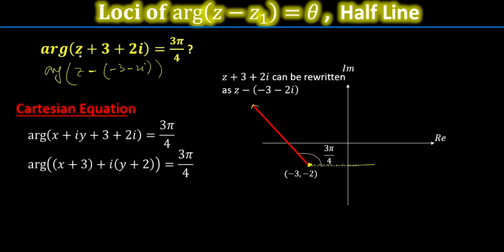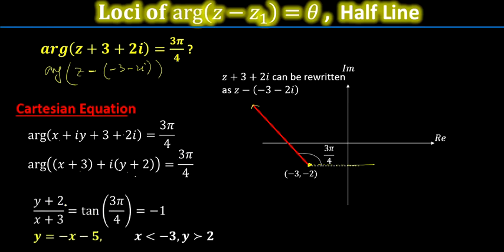We can write this z as x plus y iota, and x plus 3 is the real component, y plus 2 the imaginary component. Argument means the angle, so tan 3 pi by 4 is imaginary over real. Imaginary is y plus 2, real is x plus 3. And you should know, or you may use a calculator, tan 3 pi by 4 is negative 1. And you get this result, because if you cross multiply, negative x minus 3 is equal to y plus 2. Can I say y equals negative x minus 5?